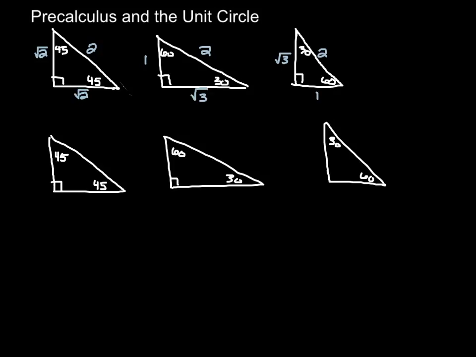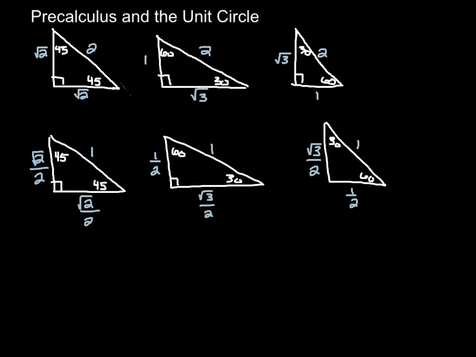So first, I want to get to our reference triangles, our special right triangles here. Now I said our unit circle is a circle with a radius of 1, so I want to change all these so they're equal to 1. So I'm going to divide everything by 2, and that will get us a radius of 1. Alright, so here's the result.